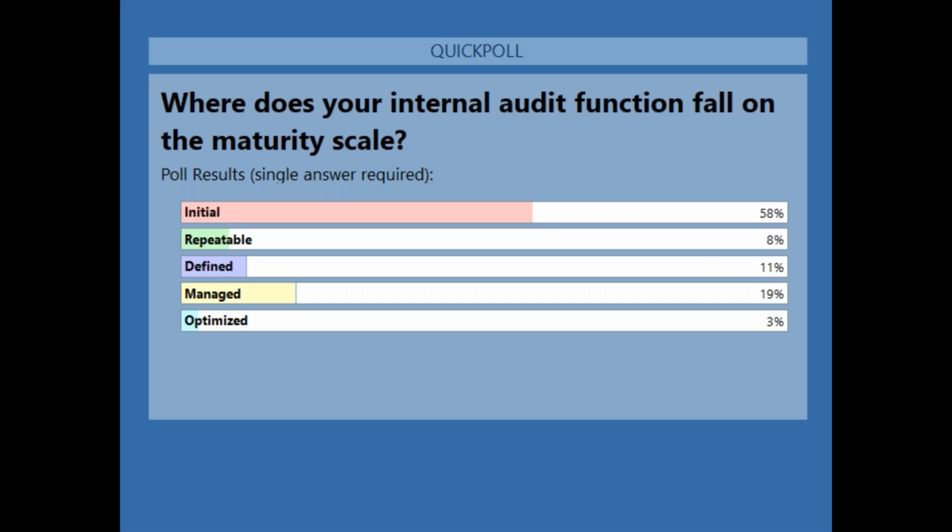All right. So initial, good. That's definitely what I would expect. Like I said, initial is not a bad level to be at. You have to start somewhere, and it's good that the organization is thinking about internal audit and getting the function put in place.